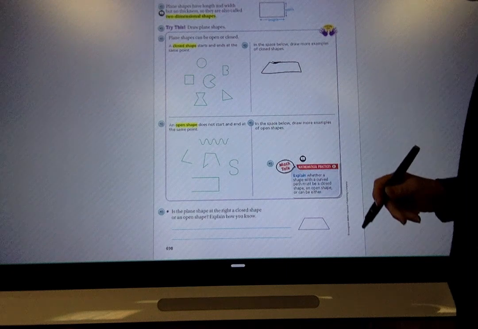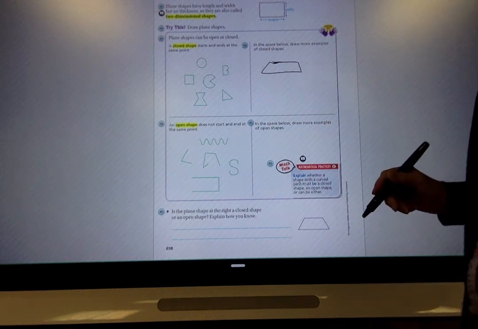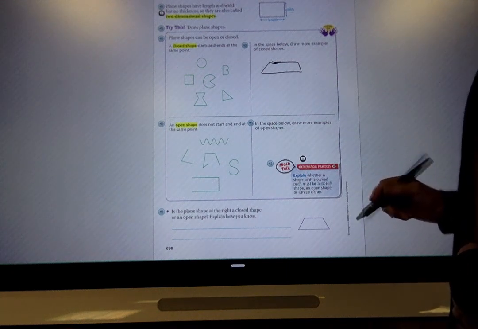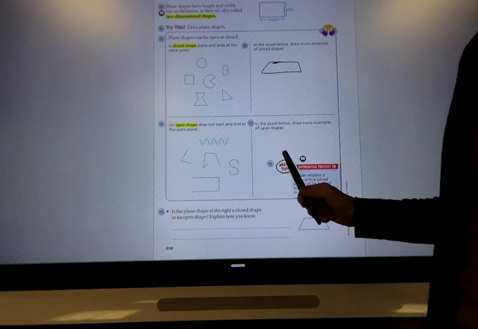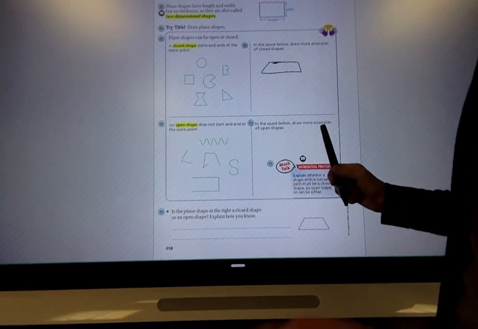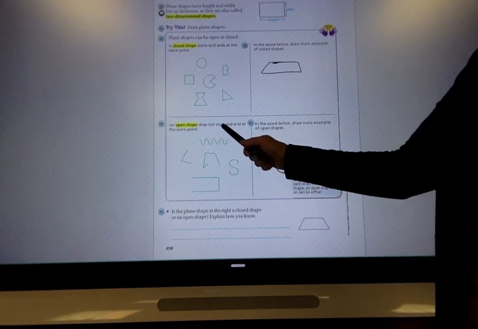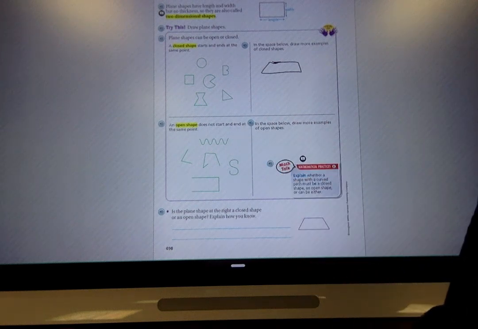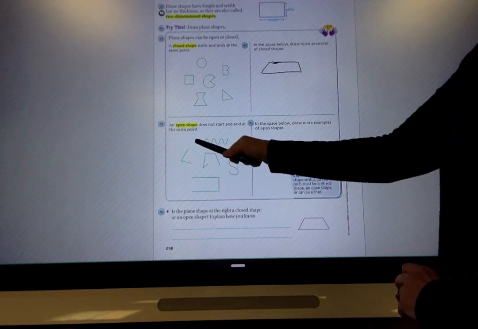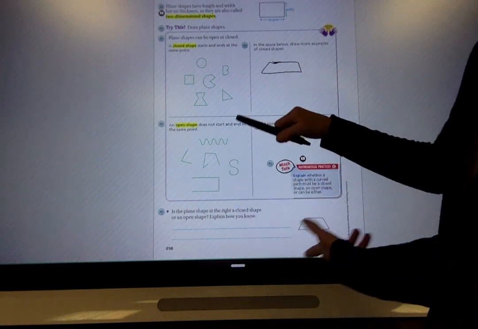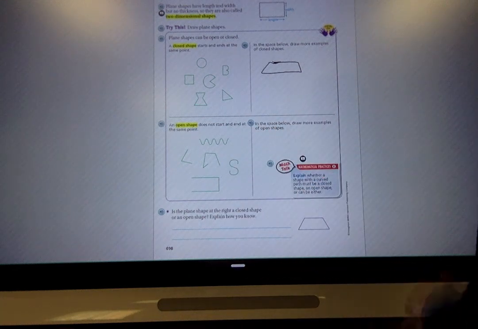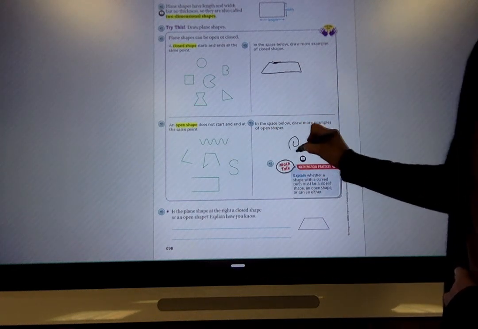There we go. My pen doesn't want to work very well today. So that's a closed shape too. Now here are some open shapes. An open shape does not start and end at the same point. So you see it doesn't connect. So another one might be something like this.